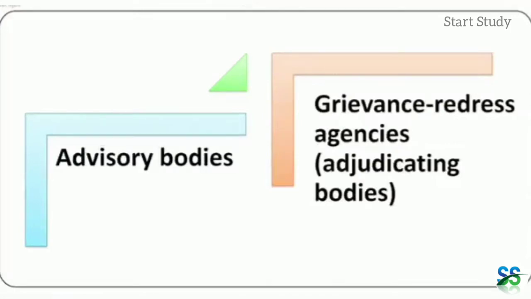Redress agencies. For the redress of consumer grievances, the Act provides for the setting up of a three-tier adjudicatory machinery at the district, state and national levels. The three agencies are known as the District Consumer Disputes Redressal Forum, State Consumer Disputes Redressal Commission and the National Consumer Disputes Redressal Commission, and are briefly referred to as the District Forum, State Commission and the National Commission respectively.